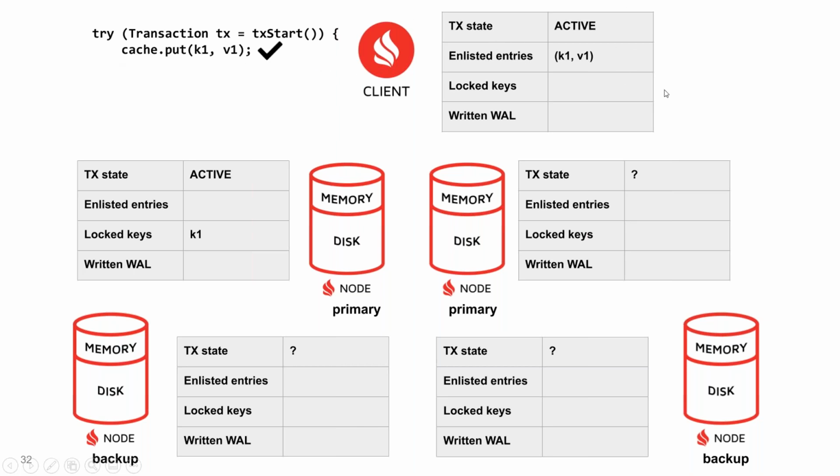You have to know that entries are only enlisted on initiator node or on clients. Primary is aware of the lock, but it still doesn't contain any data. It still doesn't contain the value. Next, put will go to another primary, and the scenario will repeat. We will send lock request, transaction will go to active state, key will be locked, and lock response will unblock the operation on the client.